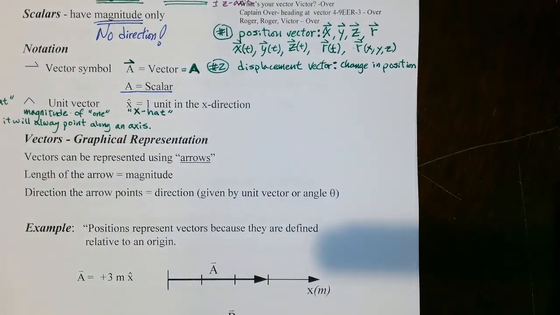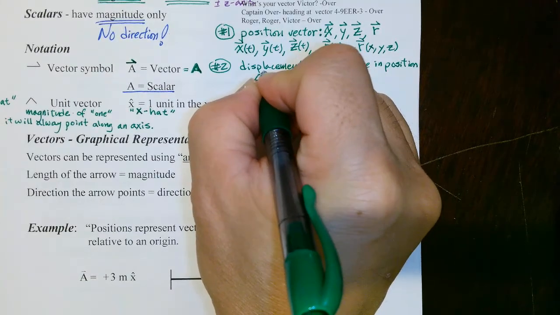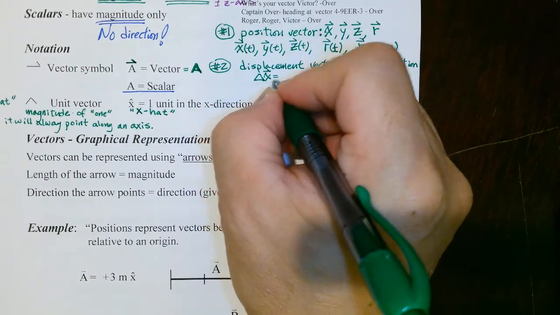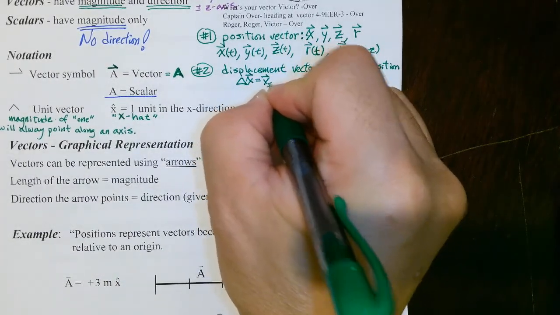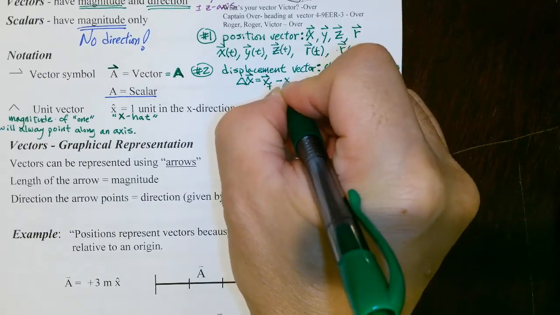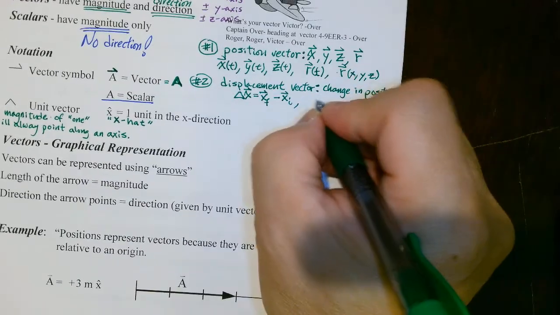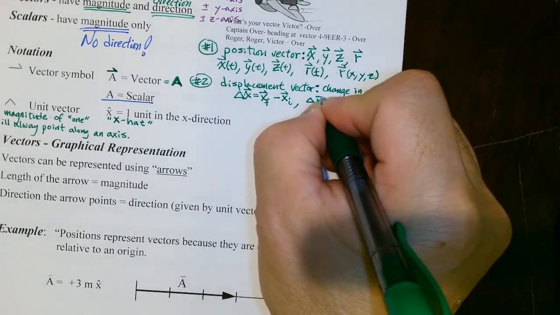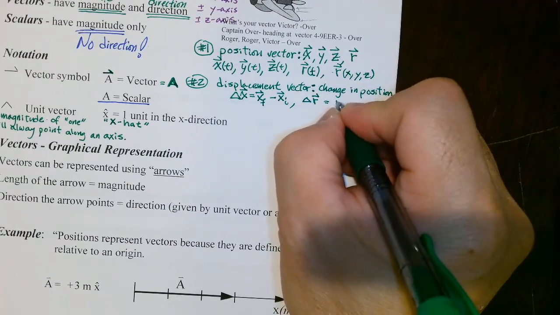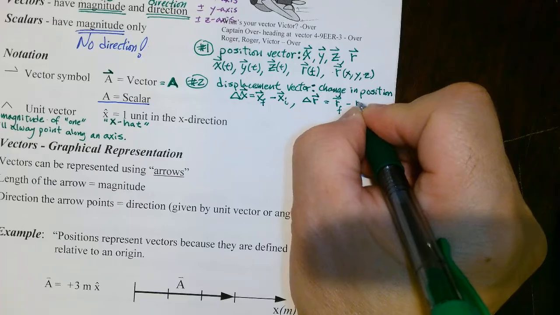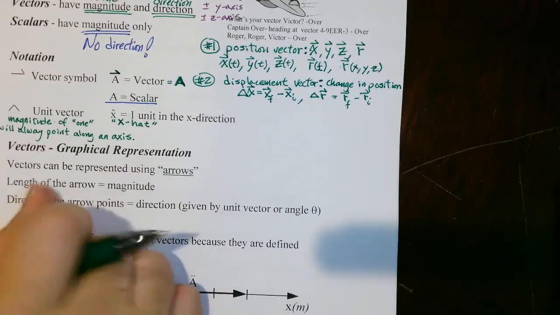Change in position. So, change in position along the x-axis is known as the displacement in x, or your x final position minus the x initial position. Okay? Or if it's more than one dimension, then your delta r, or change in position, is basically rf minus ri. Okay?